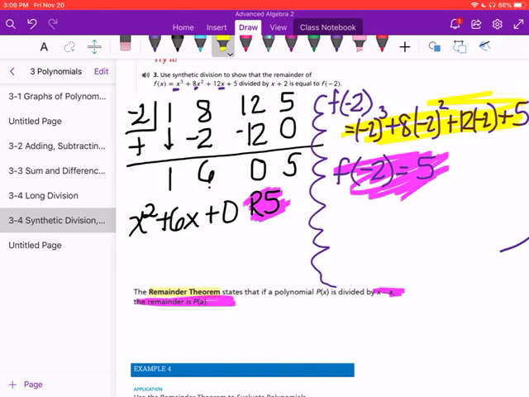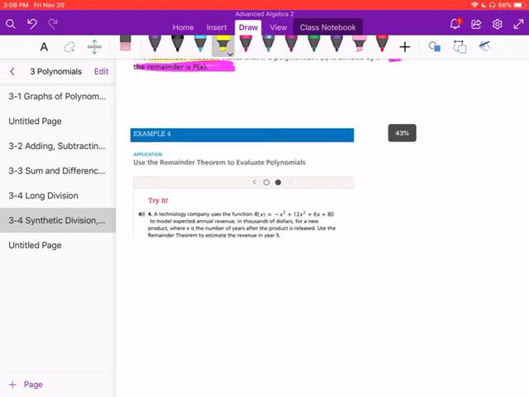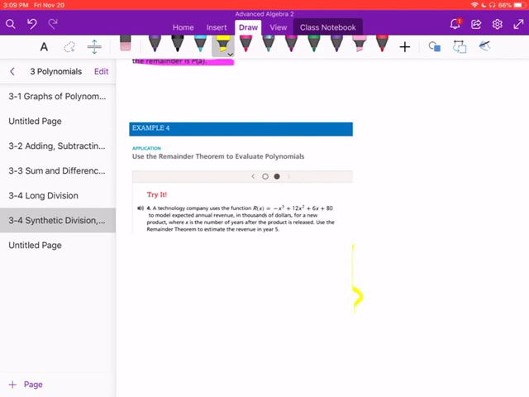I can use the remainder theorem and do synthetic division, and these numbers are much smaller and easier to handle. So we're going to use the remainder theorem. So that brings us to example 4, where we use the remainder theorem to evaluate some polynomials.